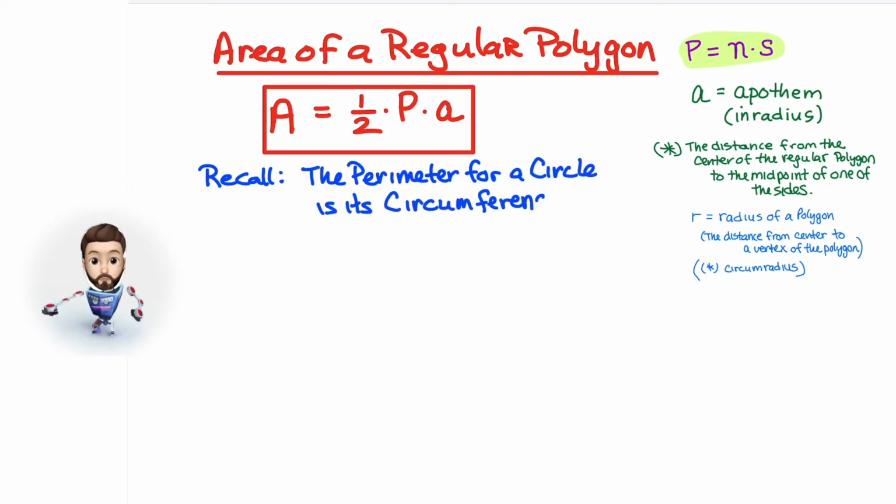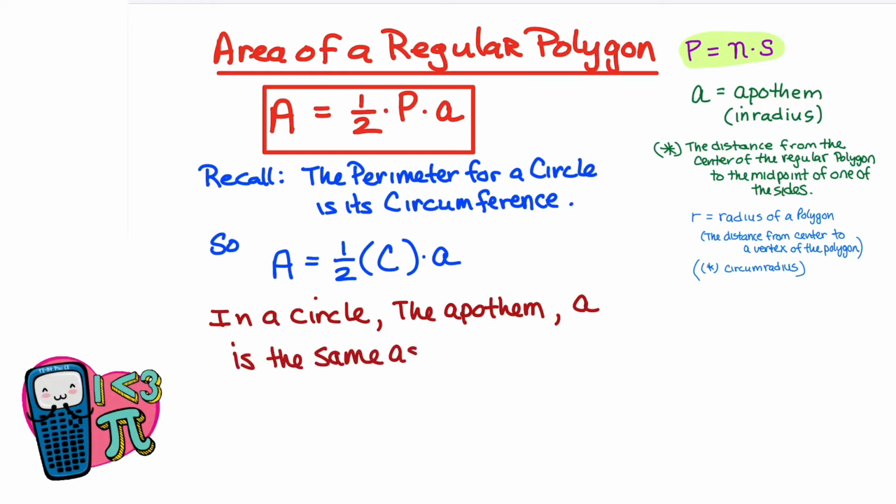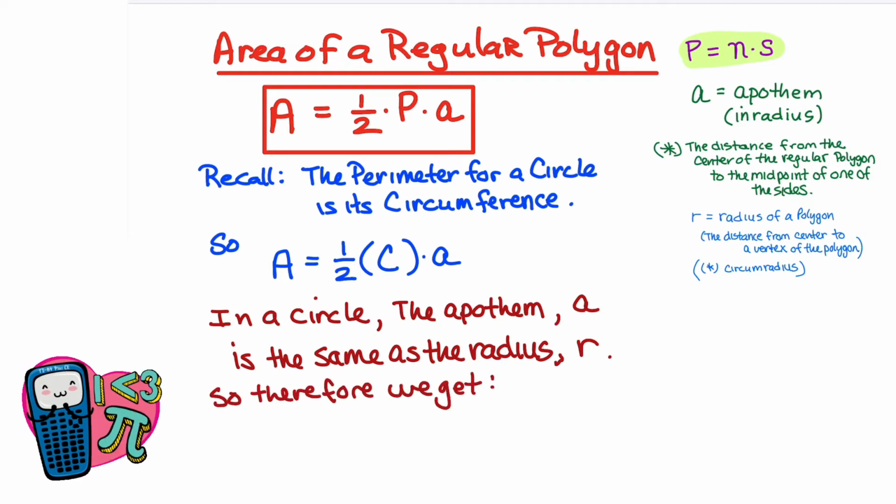Now, if you recall, the perimeter for a circle is its circumference. And if area is equal to 1/2 the perimeter times the apothem, we can replace perimeter with circumference. Area equals 1/2 C times a. And for a circle, the apothem and the radius are one and the same. So therefore, replacing a with r, we get 1/2 the circumference times r.